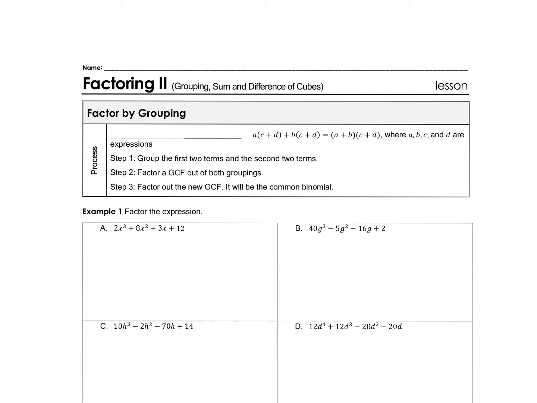Okay, in this lesson we're going to continue to factor, but we're going to learn a couple of new things to do. So we've been looking at trinomials and factoring those and also binomials, but today we're going to see 4 terms, and so we're going to have to factor it. So if there's 4 terms, you're going to factor by grouping.